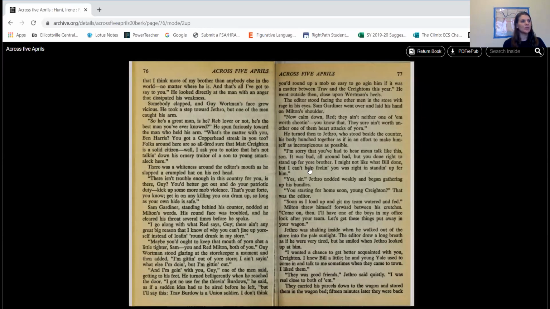He turned then to Jethro, who stood beside the counter, his body hunched together as if in an effort to make himself as inconspicuous, kind of not noticeable, as possible. I'm sorry that you've had to hear mean talk like this, son. It was bad, all around bad. But you done right to stand up for your brother. I might not like what Bill done, but I can't help feeling you was right in standing up for him. Yes, sir. Jethro nodded weakly and began gathering up his bundles.